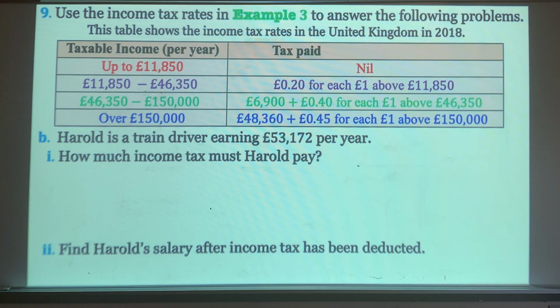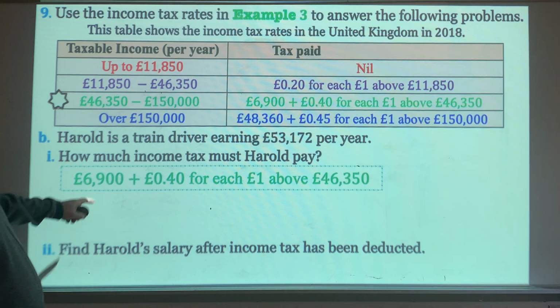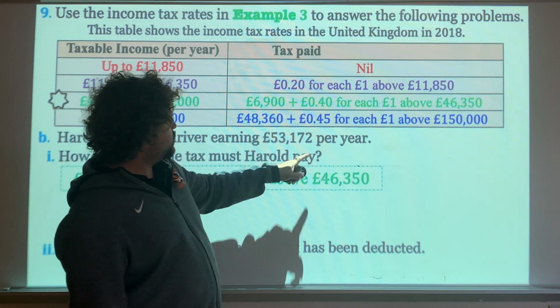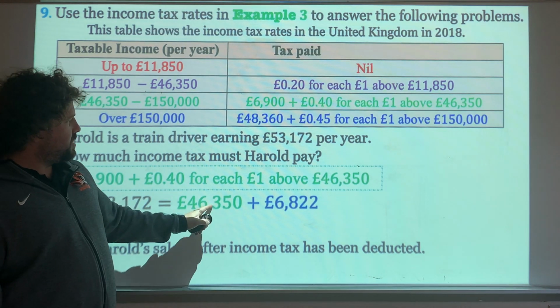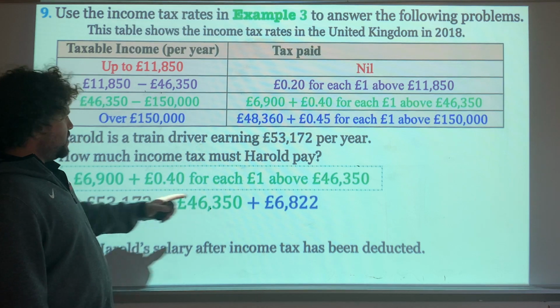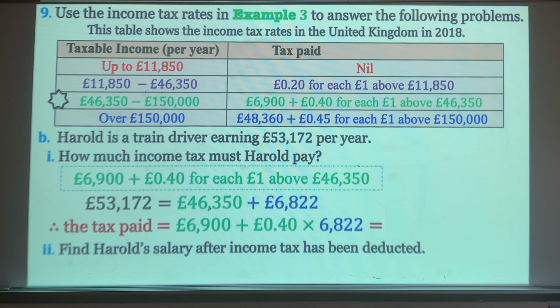B. Harold's a train driver. Train driver Harold. He pays $53,172 per year. What tax rate? So let's look. Falls in this category. All right, so this is what he's paying. Subtract the two differences. All right, 53,172 is this number plus this number. You just subtract the two to get it. You're going to take this number, multiply it by 0.4, and add it to 6,900. And the taxes he pays are 9,628.80 pounds.